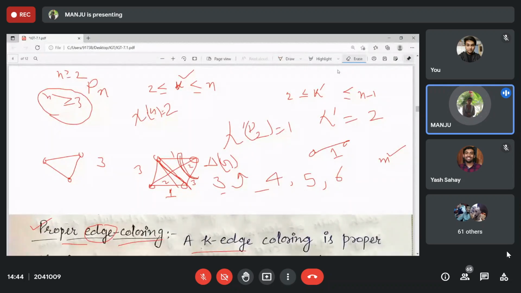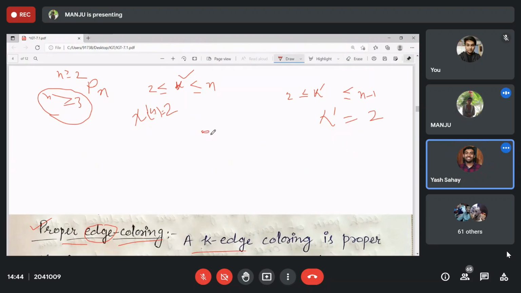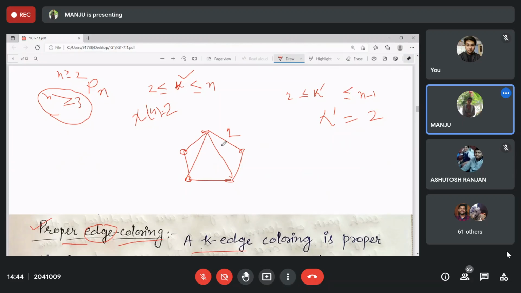What about K5? For K3 it is exactly 3. For K4 it is 3 to 6. K5: minimum 4, and maximum 5C2, which is 10. Yes, maximum 10. Right? 2, 3, 4.